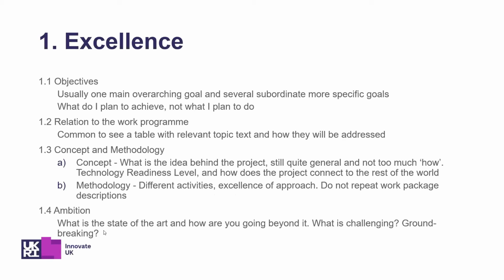Ambition is the final part of this excellence section. And this is, you know, what is the state of the art and how are you going beyond it? You need to demonstrate not only that you know what else is out there, but how you are going to improve upon it. You have to also say, what are the challenges? And now we're not talking about risks here, it's just the challenges to achieving that ambition. Is this around regulation? Is it around social norms? Those sorts of things.